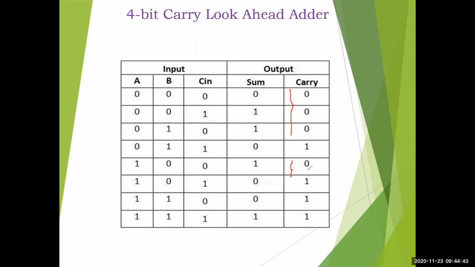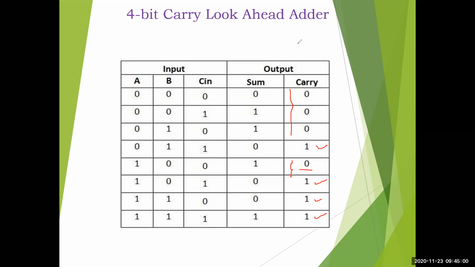Okay, so carry is not there. Whereas in 0 1 1 1 0 1 1 1 0 1 1 1, you have the 1, that means there is a carry generation. Okay, so carry is generated. So how this is generated, from which equation it is generated, that we'll look at.